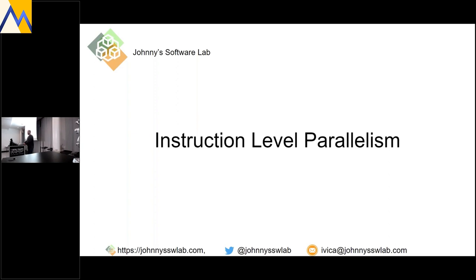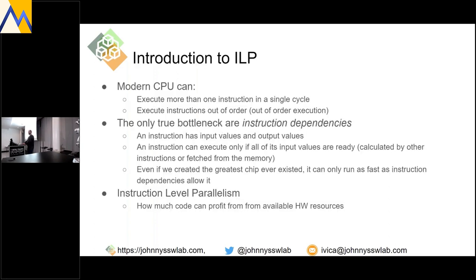The last thing is instruction level parallelism. So what is instruction level parallelism? Modern CPUs can execute more than a single instruction in a cycle. In a cycle, they can execute four, maybe five, depending on the architecture. But it's not the only thing. Many CPUs, desktop and servers, can execute instructions out of order. You can execute an instruction that comes later in the instruction stream before another instruction.